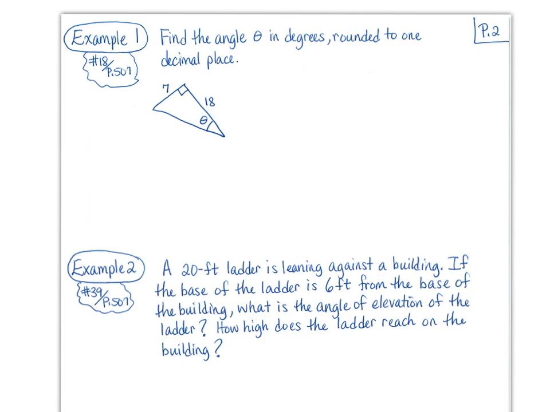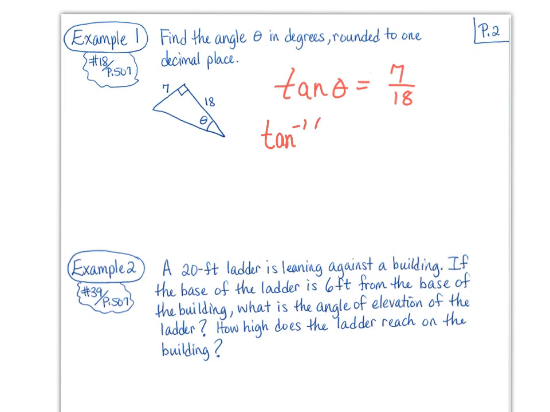Tangent of theta would be 7 over 18. Very good. Tangent of theta is equal to 7 over 18, because tangent of theta is opposite over adjacent. Now we use what we know about inverse tangent and apply that to both sides. This step that I'm about to write, you typically do not have to write. I'm just going to write it so you can see what's going to happen.